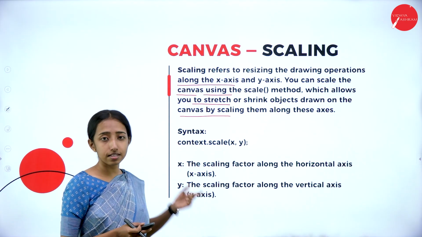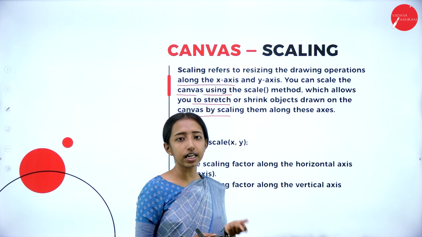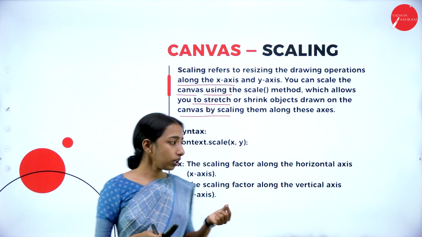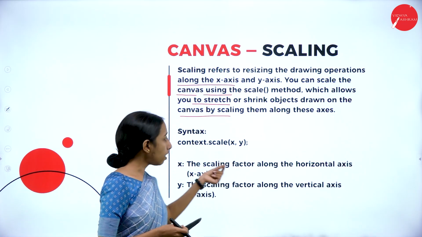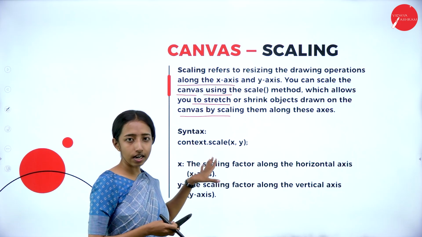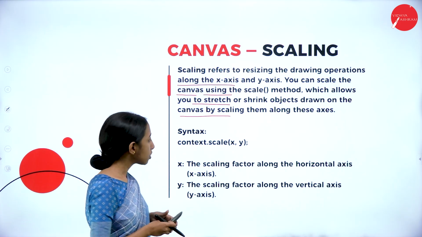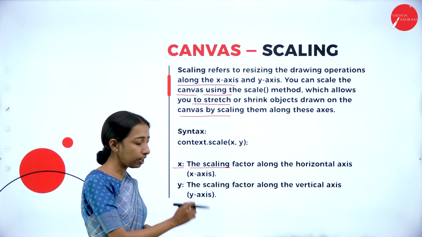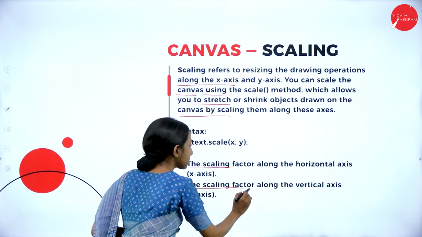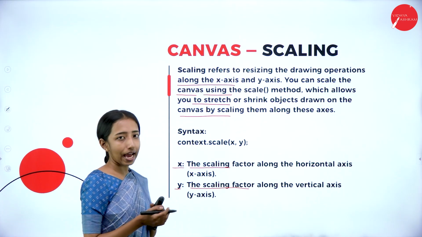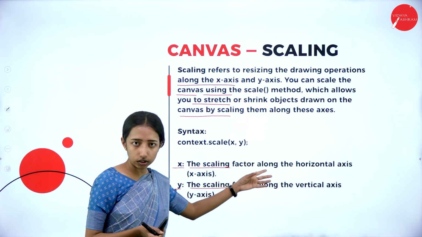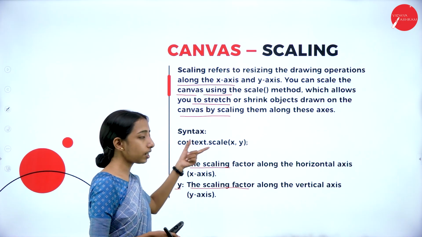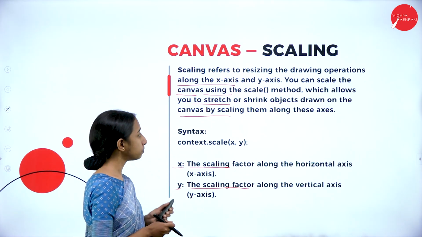So here is the simple syntax for how we can do the scaling in the canvas. I have taken the canvas, that is the context dot scale x, y. So here the method scale x, y takes x and y. So what is this specifying? X specifies the scaling factor along the horizontal axis and y specifies the scaling factor along the vertical axis. So x means horizontal, y means vertical. This is the simple syntax we are learning in canvas scaling.